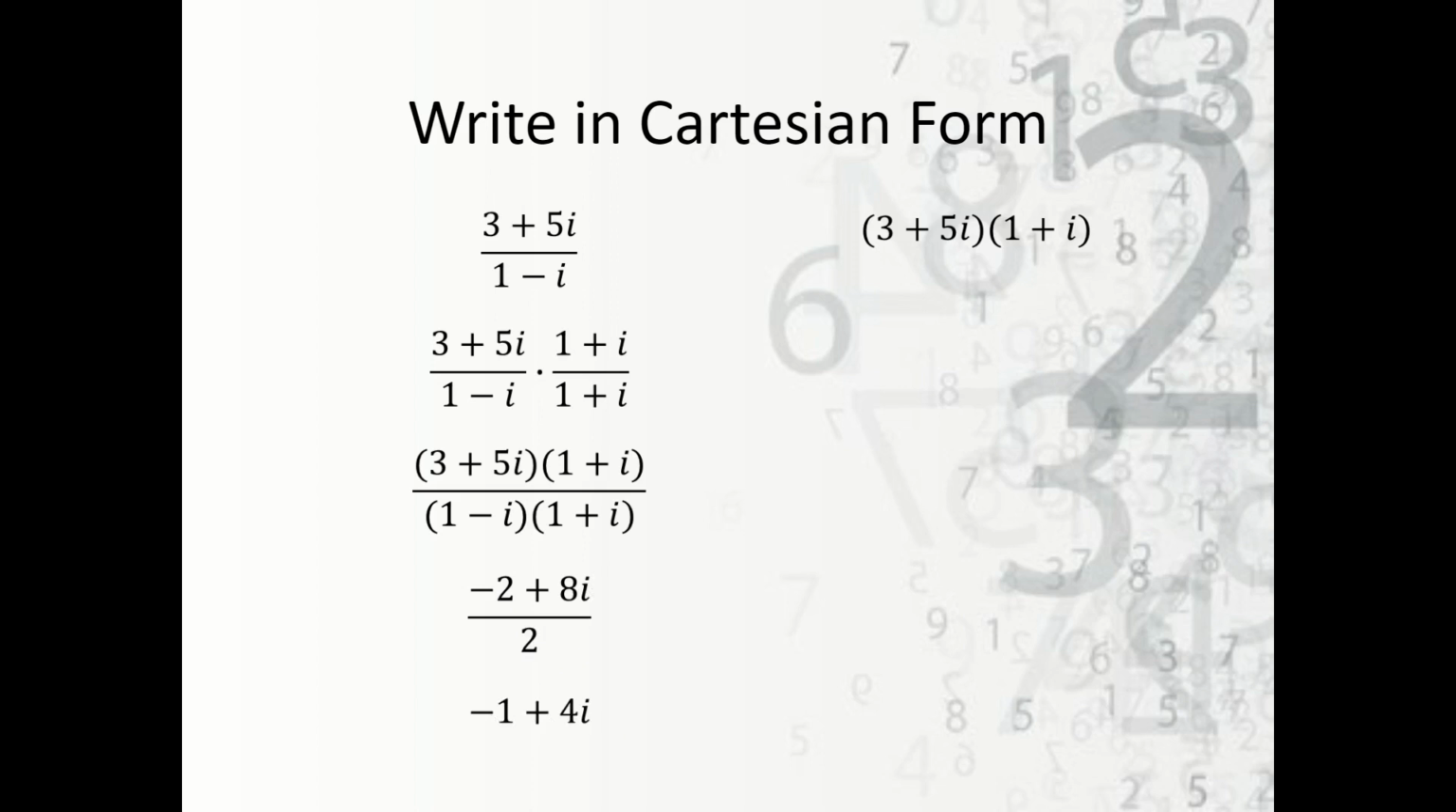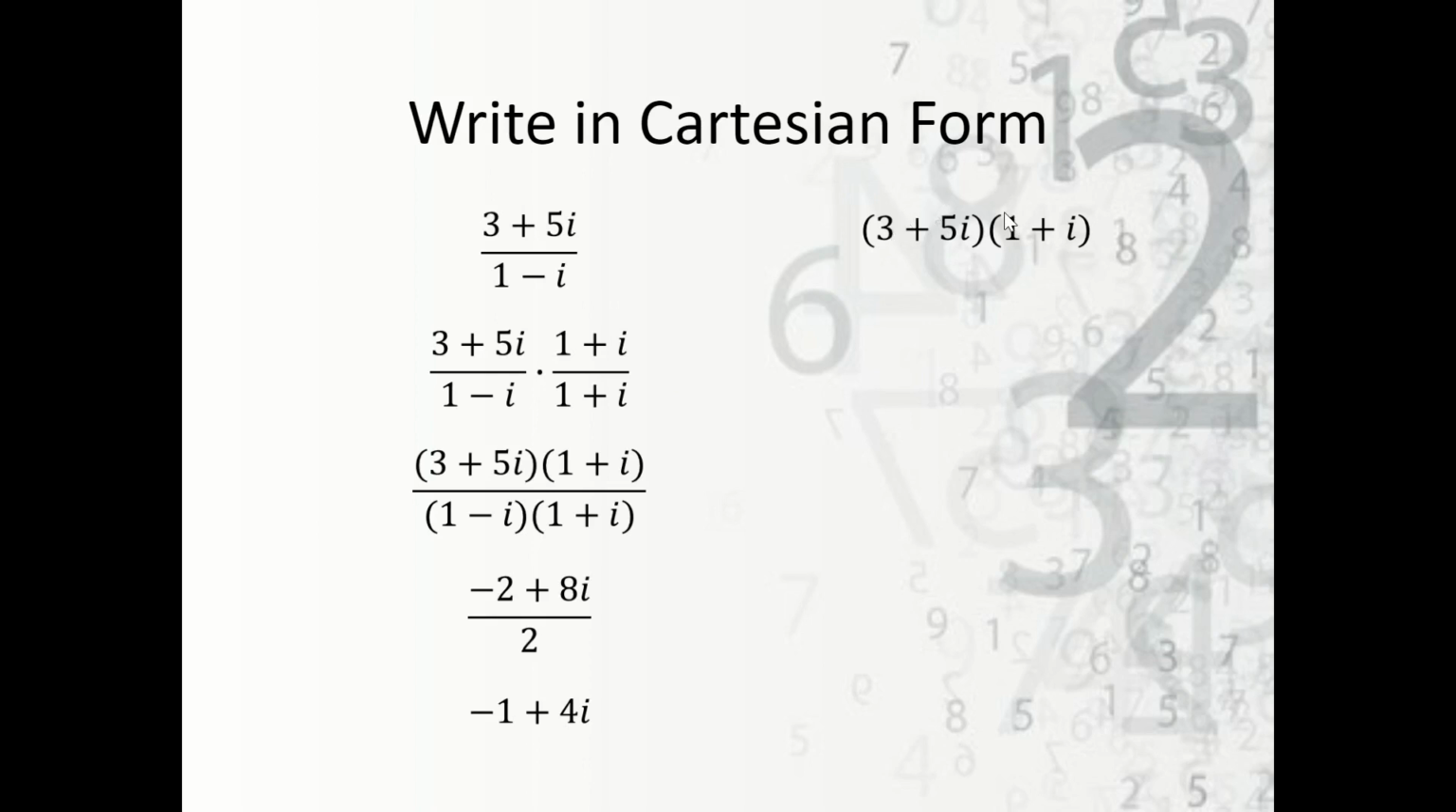So anytime we're asked to find Cartesian form, we're going to multiply both top and bottom by the conjugate of the denominator. So now what if we had something like this? 3 plus 5i times 1 plus i. Well, all we need to do is just combine those and see what we get.